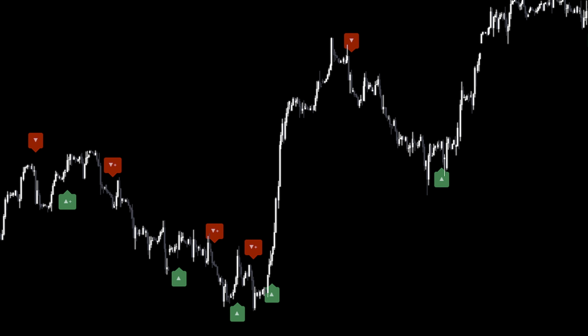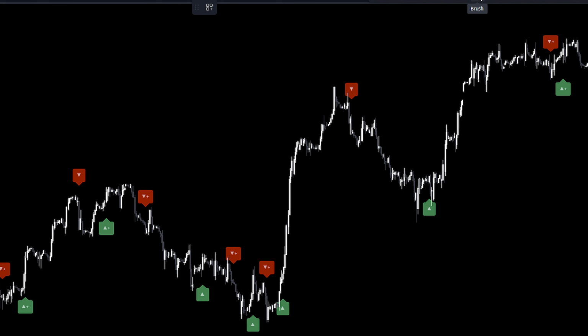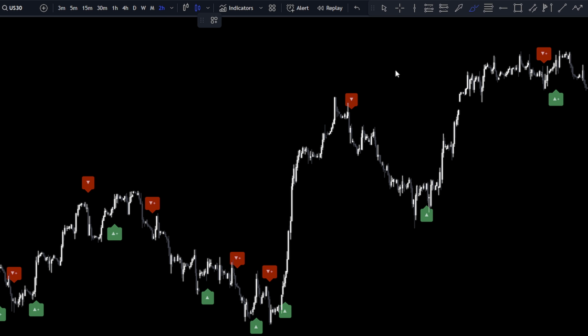Then, the buy and sell signals. These signals follow a trend-based approach and come in two types: normal signals and strong signals. Strong signals align with the trend, while normal signals may indicate a temporary pullback. We'll use both to confirm our trades.